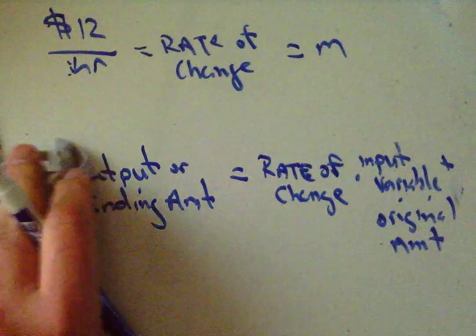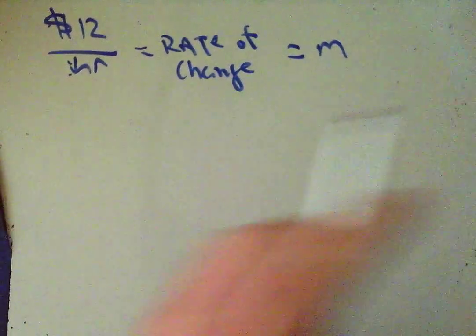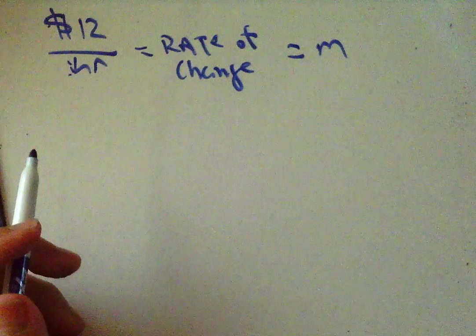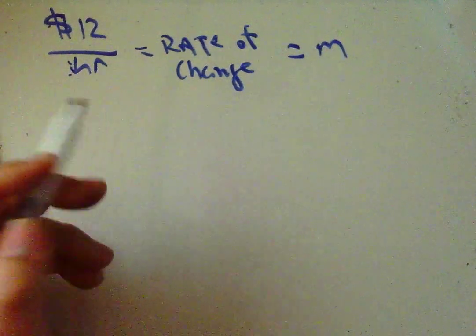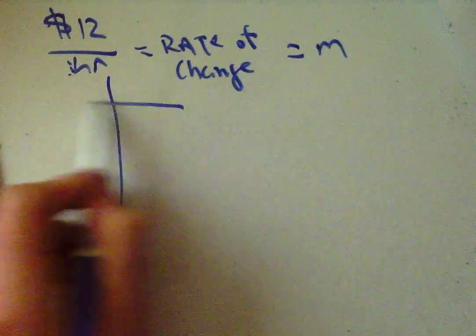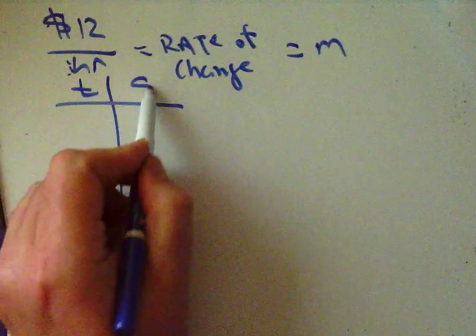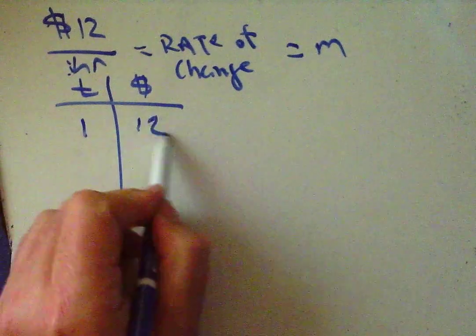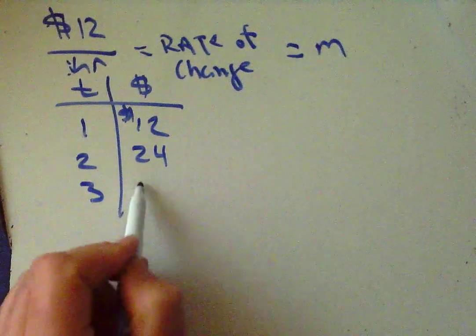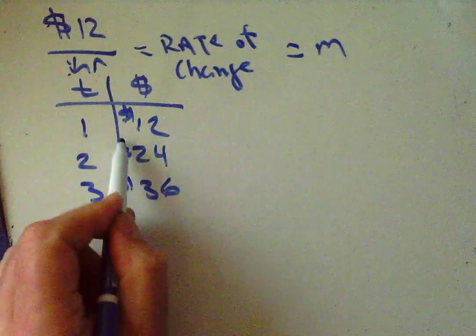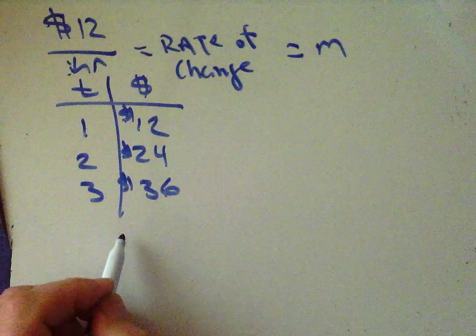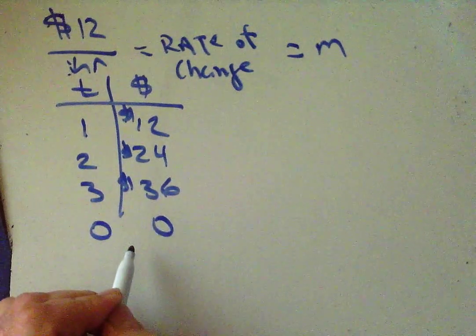Let's say I make $12 an hour, and when I go to work, that would be nice to make $12 an hour. But when I show up, they don't give me any money. I have to actually work. You know, I could make a little T-chart here and say, here's time, here's how much money I'll have. After 1 hour, I'll have $12. After 2 hours, I'll have $24. After 3, I'll have $36, and so on. And so what was my starting amount? Well, my starting amount was 0. They didn't give me any money.